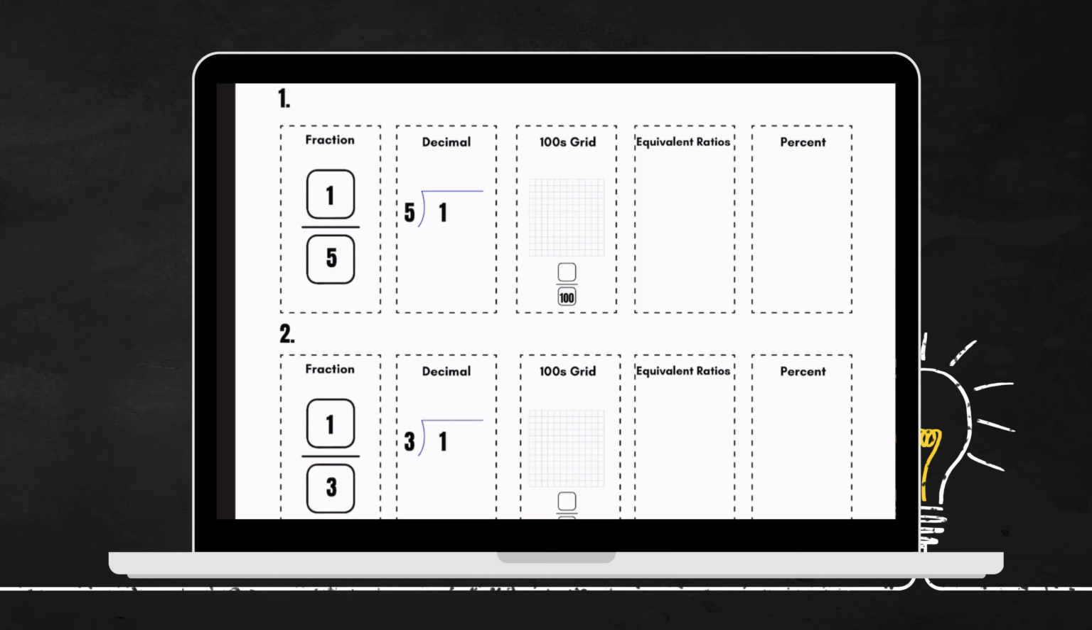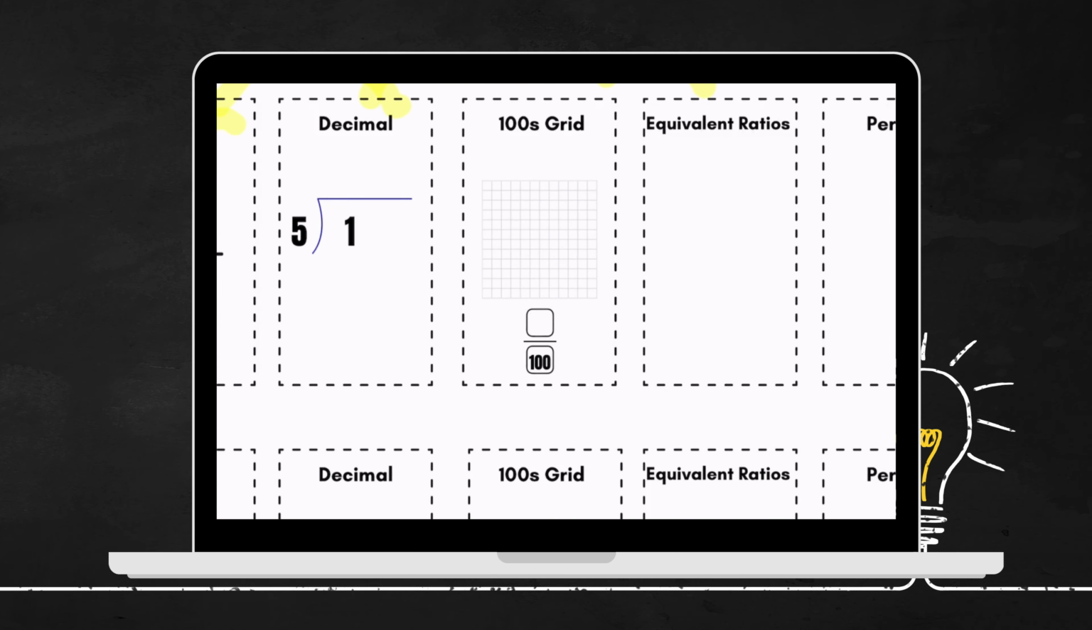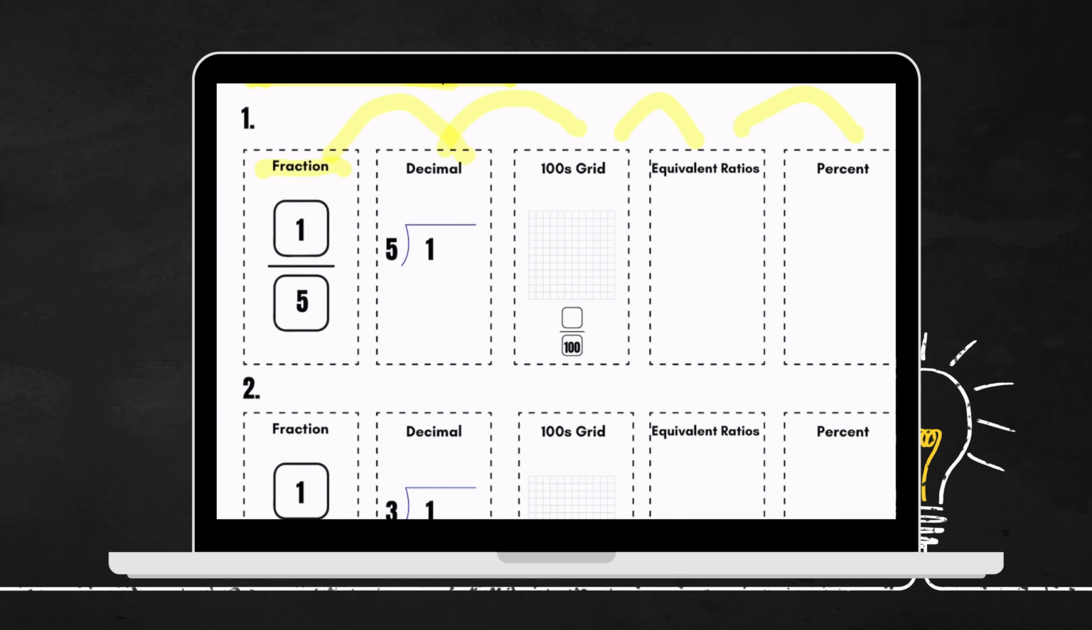Okay, for our first set of practice problems, we are going to start by filling in each of the boxes to find the percent. So you can see that progression that I was speaking of earlier. We're going to start with what we know about fractions, convert them into decimals, look at what that looks like visually in a hundreds grid, create equivalent ratios, and then finally we'll write what our percent is. What is 1/5 as a percentage?